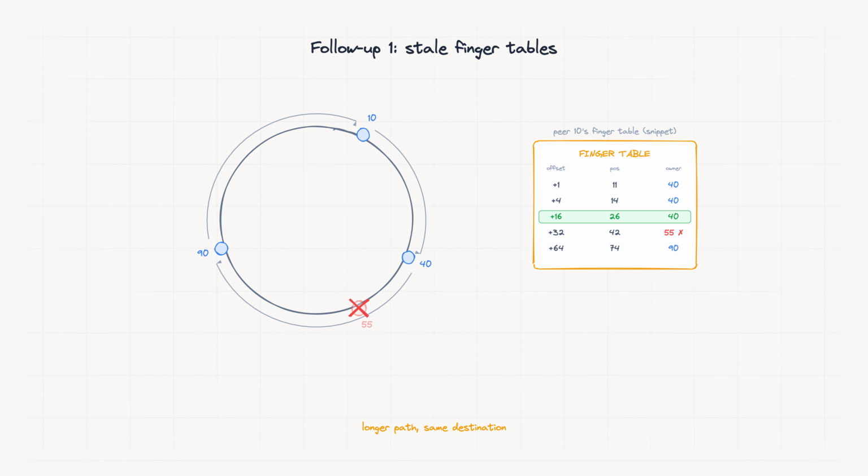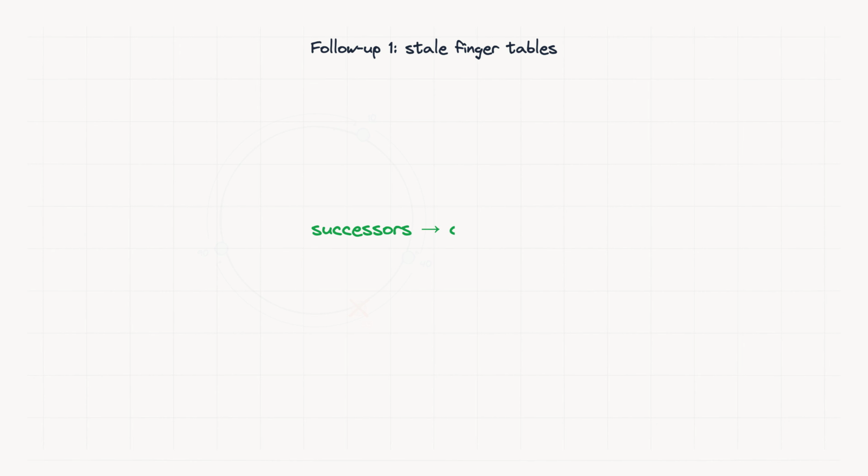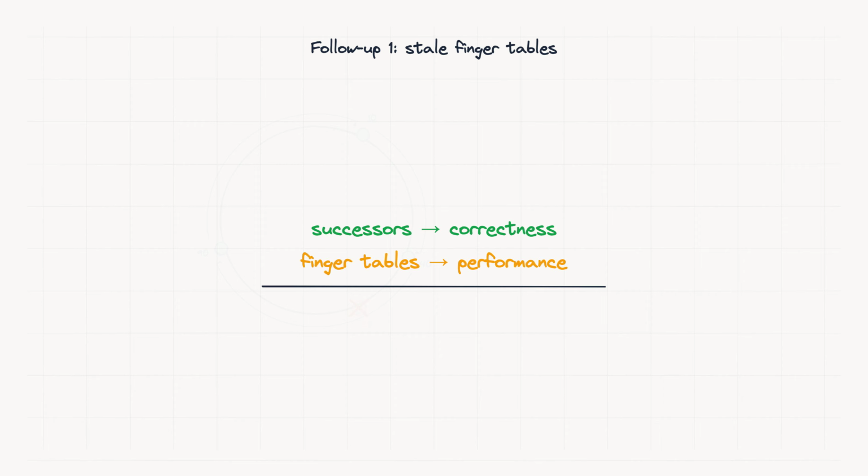The pattern is consistent. Successor pointers carry correctness. Finger tables carry performance. When successors are repaired, the system is correct. When finger tables are stale, the system is slower but still right. That's stale fingers. The other thing is detection latency.